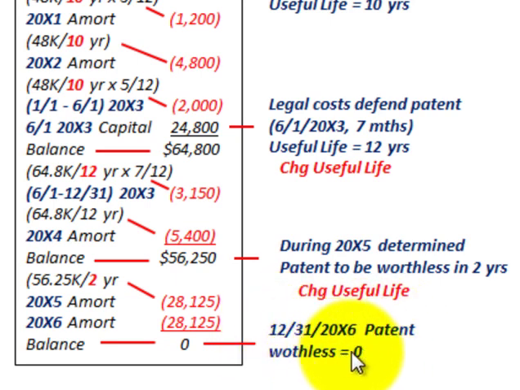Okay, so by 12/31/20x6, the patent was worthless. We had to amortize it down to 0. So remember, that was our balance at the end of 20x4, 56,250. Subtracting those two amounts, we come up with our balance of 0. Our capital balance is 0. We've amortized it down to what it was worth, 0.